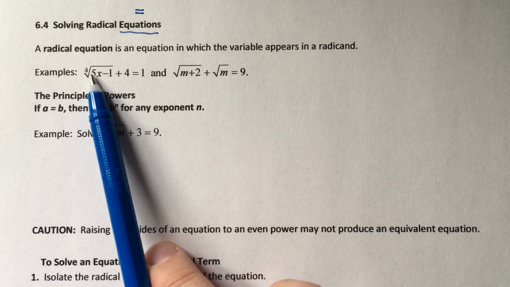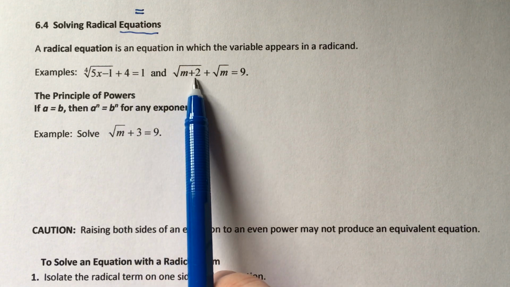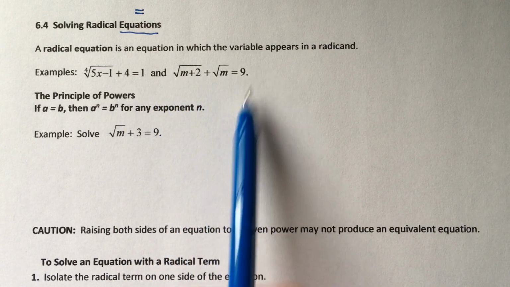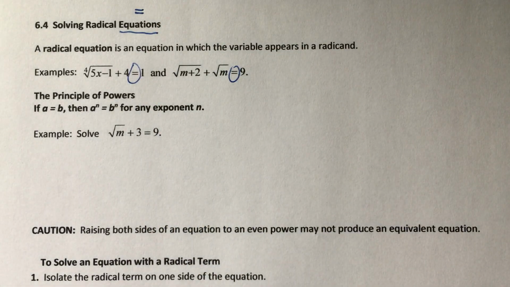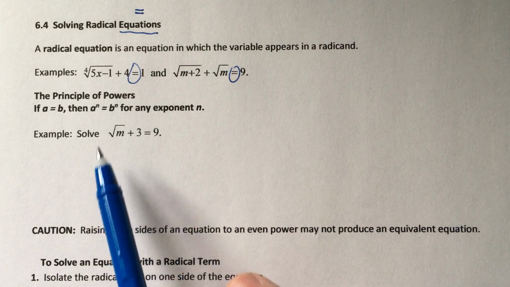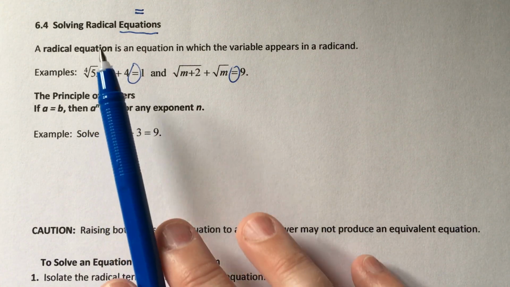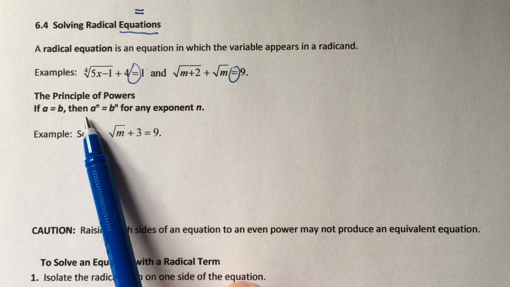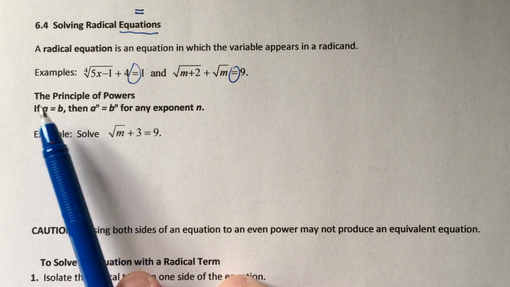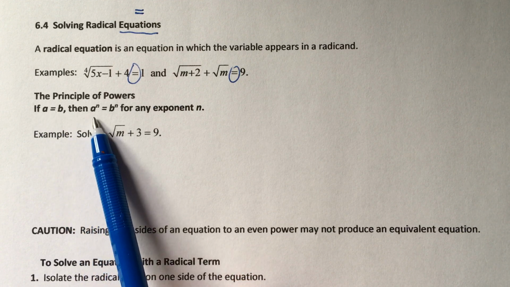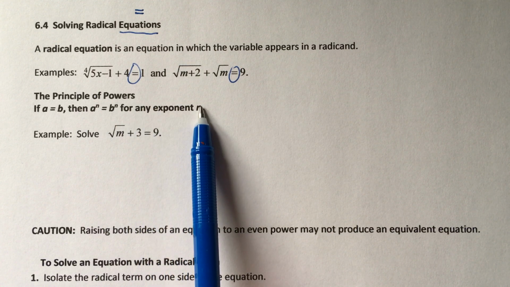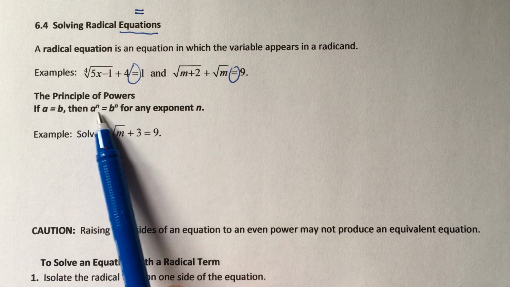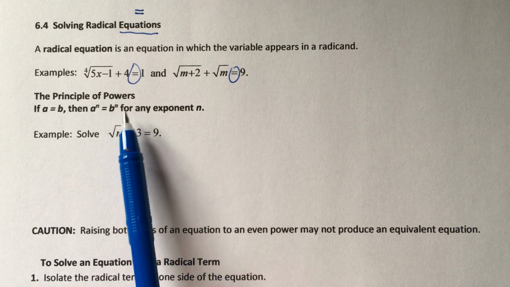Notice the x is under the fourth root in this one, and in the second example the m is under square roots. And these are equations because they have that equal sign. So let's try an example, and what we're going to use to solve any radical equation is the principle of powers. What that says is if two sides of an equation are equal, then we can raise both sides to any power or any exponent. It's a little different when n is negative maybe, but otherwise we're not going to deal with negative exponents on this. So that's how we're going to undo roots.